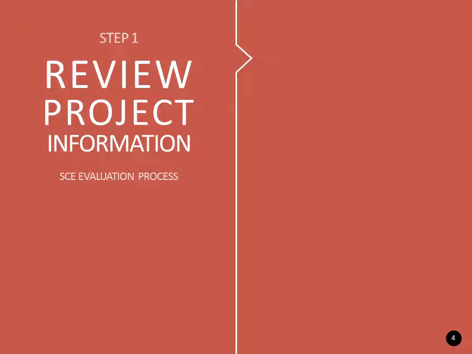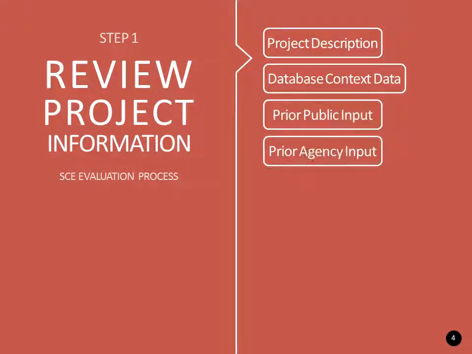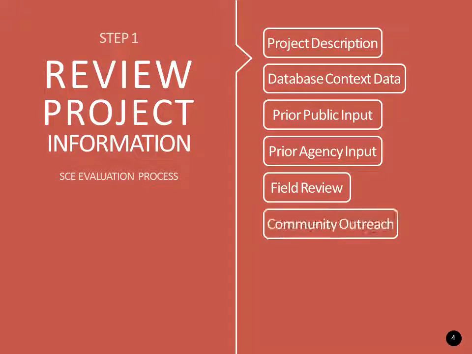Step 1 involves review of information about the project and the project context that's already been compiled for the SCE evaluation, as well as information from any evaluations performed for the project in the past. This information includes the project description, context data from a resource database, prior public input, and prior agency input. This step also includes some initial data collection through field review of the project area and community outreach.